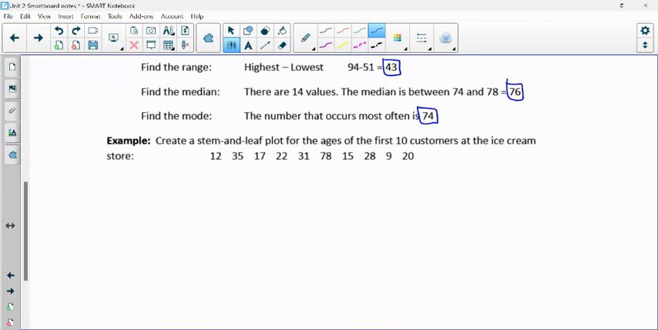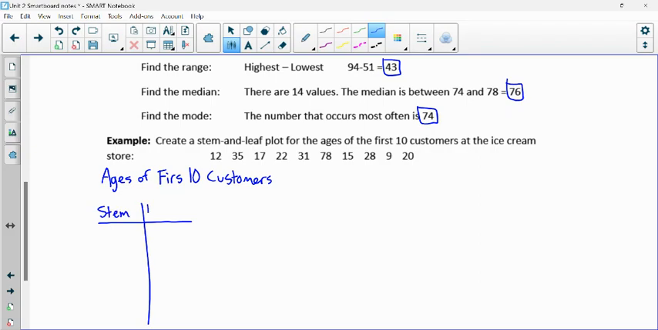All right, so here is another example. It says create a stem and leaf plot for the ages of the first 10 customers at the ice cream store. So we need a title. So we'll say ages of first 10 customers. We're going to draw that vertical line, and then we write stem, and we write leaf.